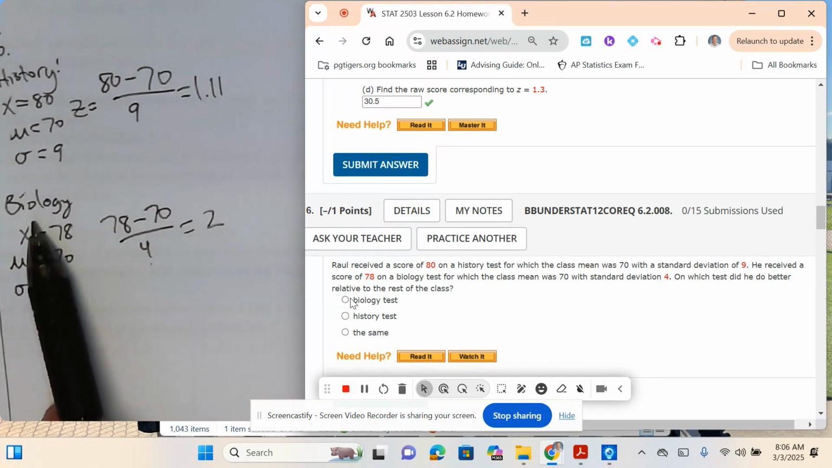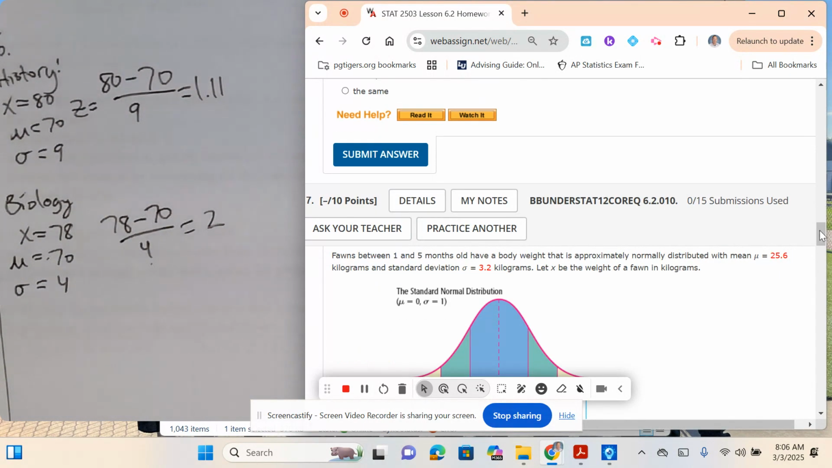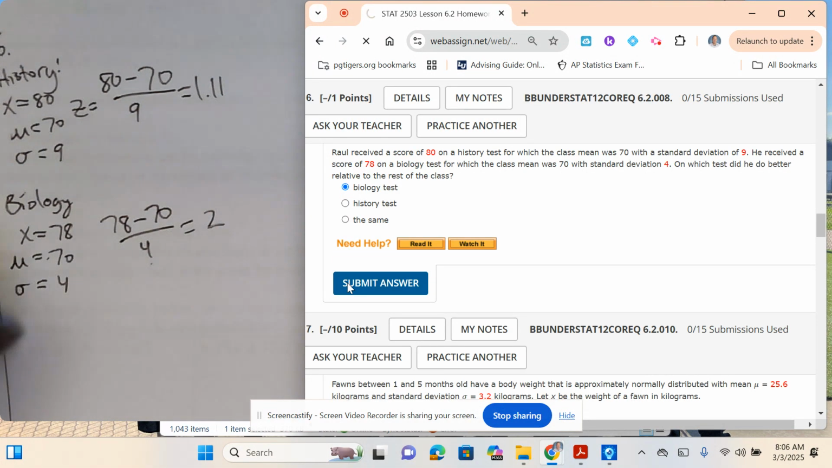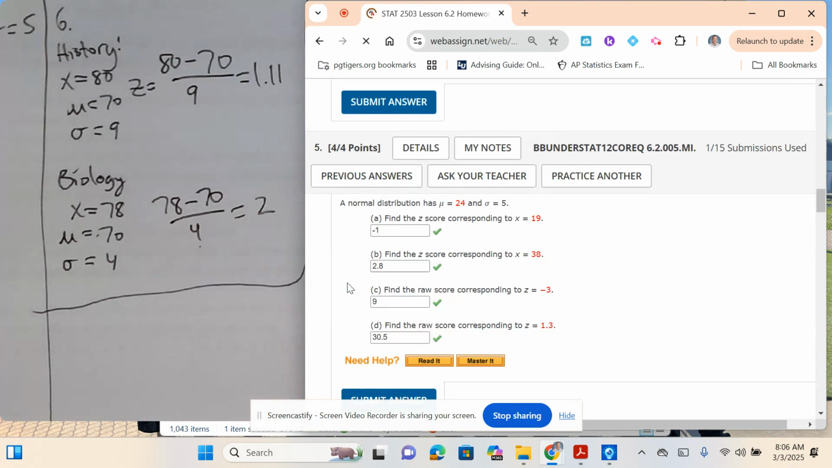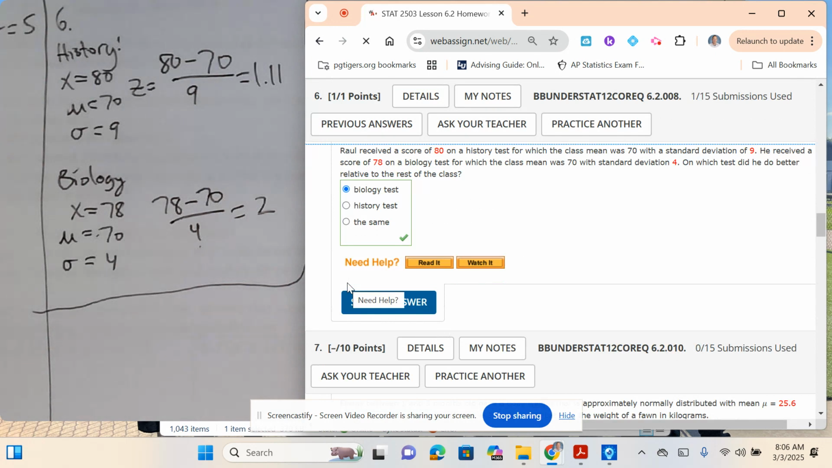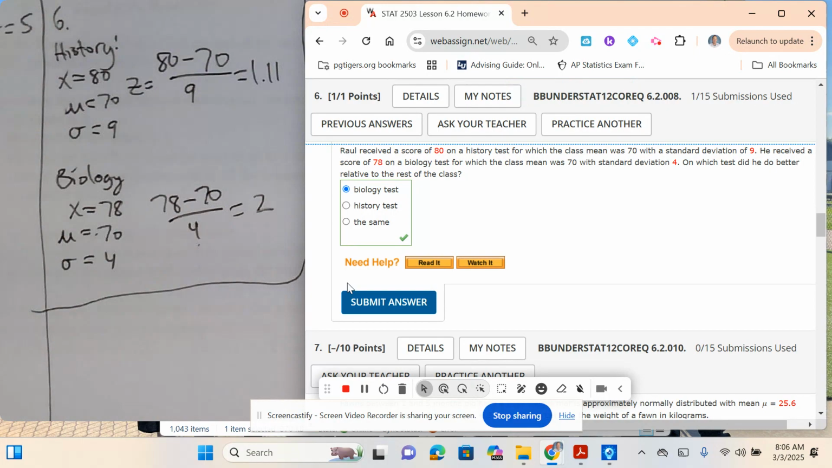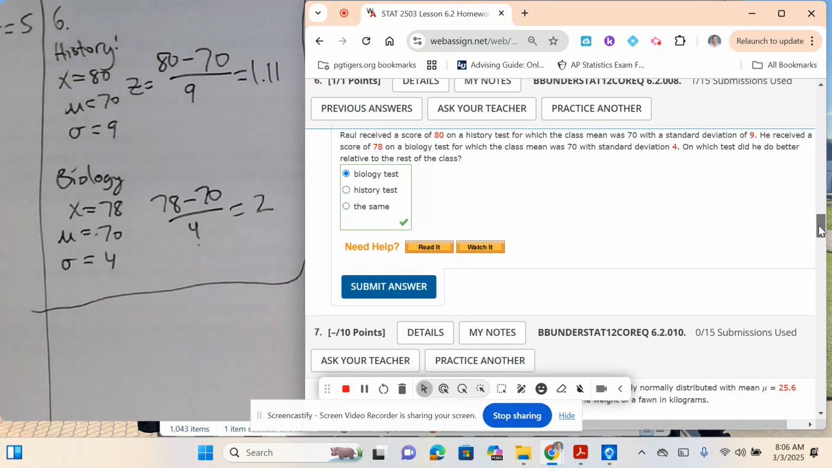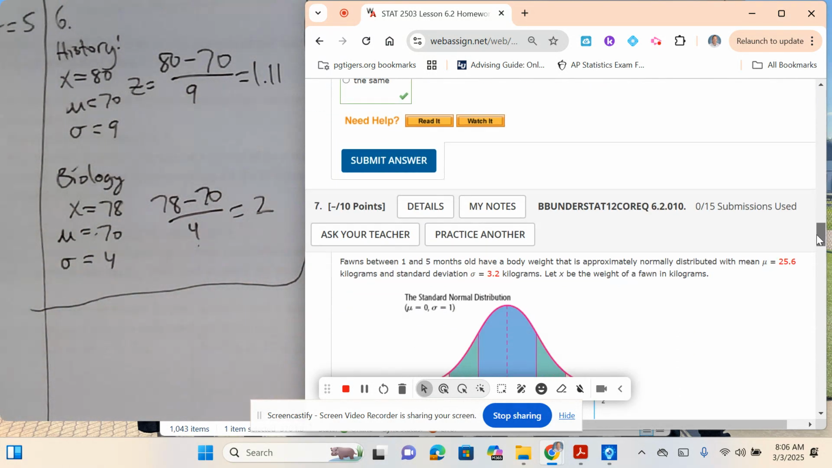Now, I know his history score is higher, but when you're talking about which one's better relative to the class, you want to use a measure like a z-score. A z-score allows you to compare relative to the class because you can use the standard deviation and compare the values there. Sometimes one class might be more difficult, so they might have a lower mean. Just because he made higher in one class doesn't mean that's better. So we would say the biology one's more impressive, even though the raw score was lower.